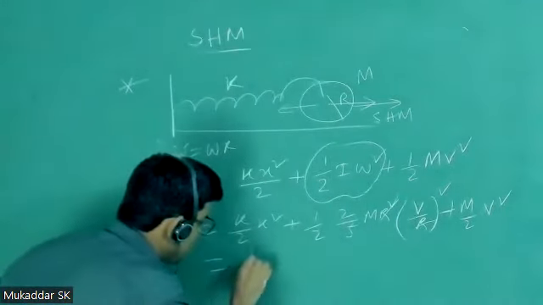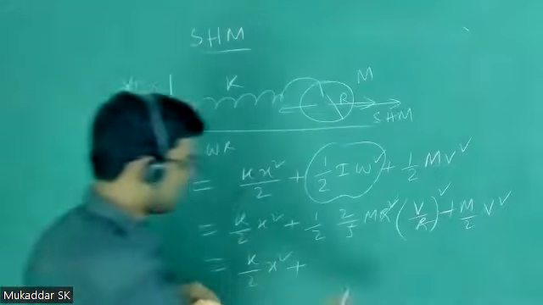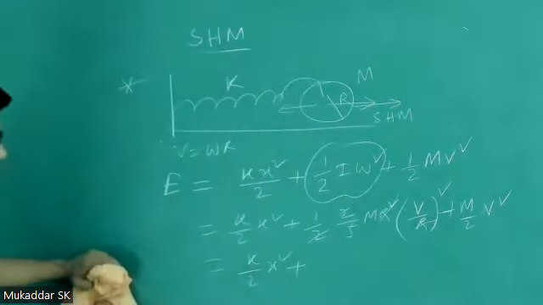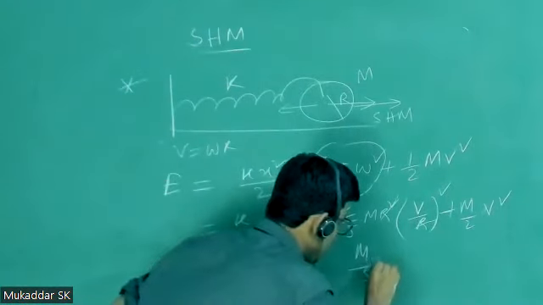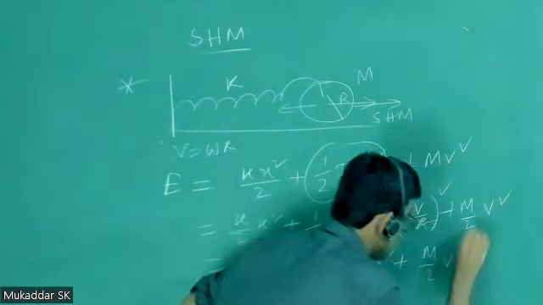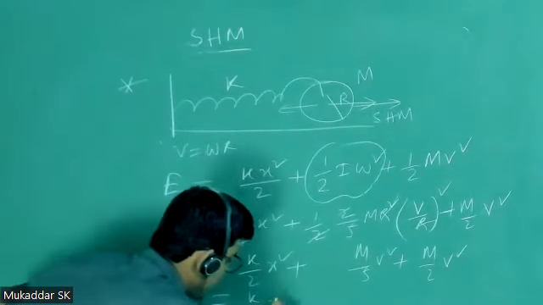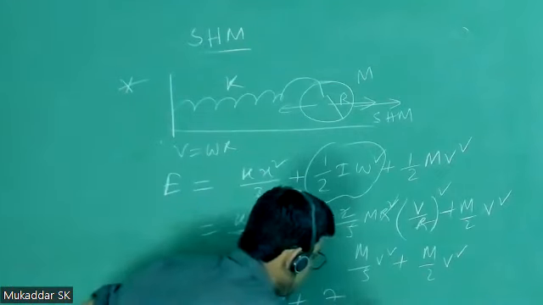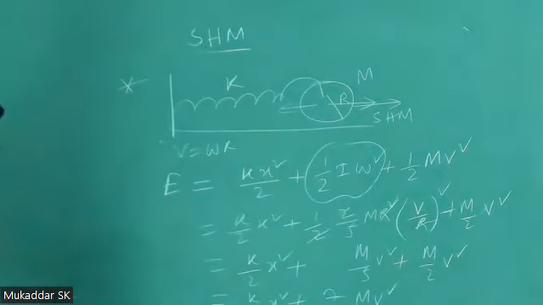नाउ यू कैन राइट k by 2 x स्क्वायर. ठीक है, देन ये वाला पार्ट ऐड कीजिए जरा, ये कैंसिल हो जाएगा. फिर क्या आ जाएगा यहाँ से बताइए? m/5 v स्क्वायर प्लस m/2 v स्क्वायर. 7/10 mv square. हाँ, so you'll have k by 2 x square plus 7/10 m v square. ठीक है, आप कैसे सॉल्व करेंगे?